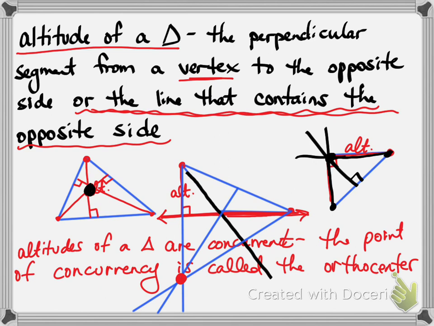The orthocenter doesn't actually have a property that we have to work out like we did for the median. So there's not an example to go with it. That's it for today.